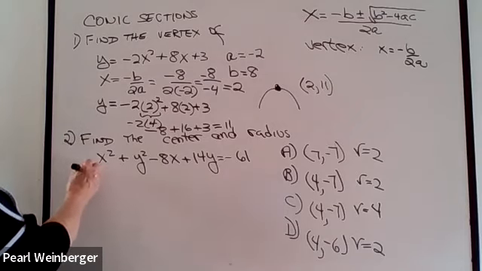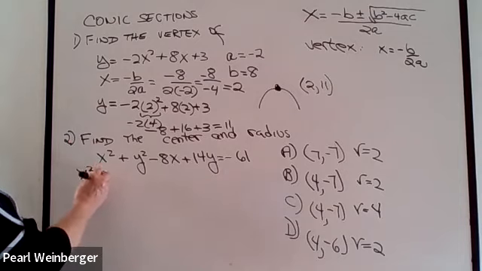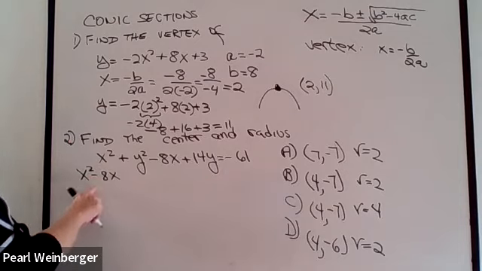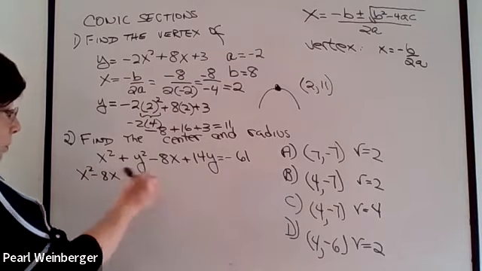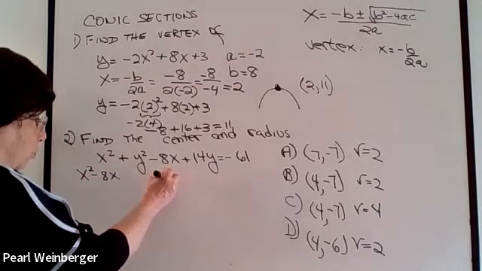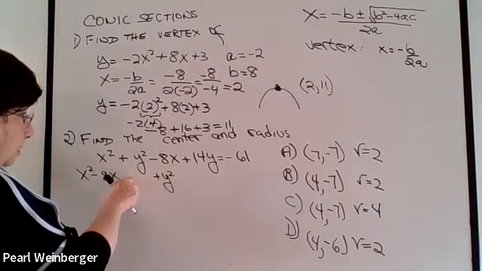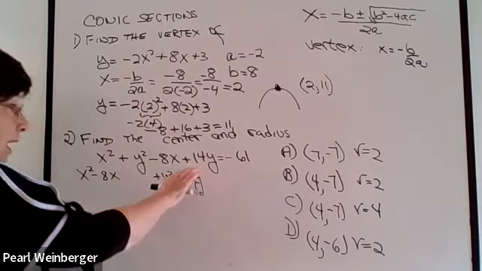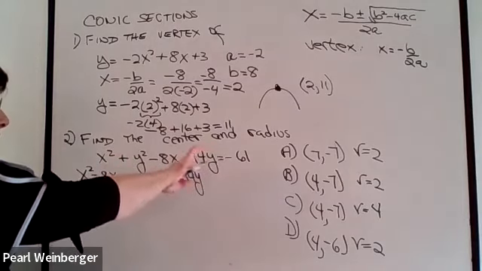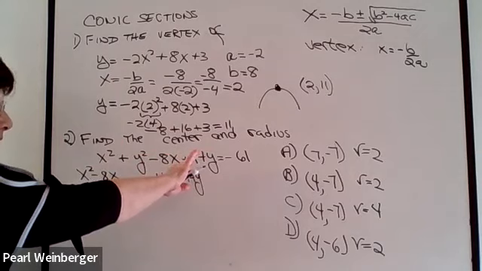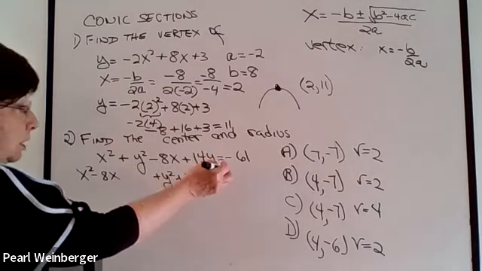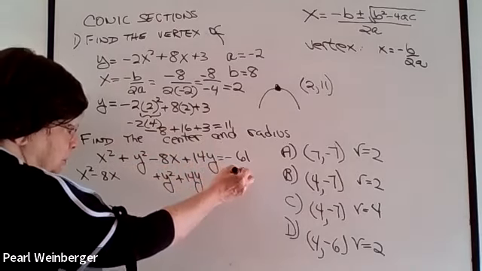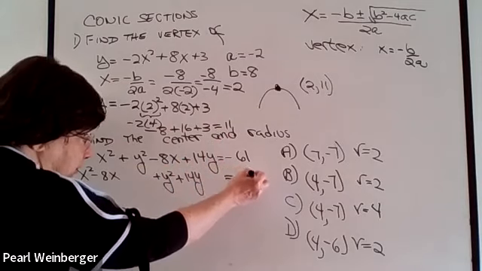We take all the x terms and put them together. So that would be the x squared and the negative 8x, and we leave a space. We then put all the y terms together, which would be the y squared and the 14y. And if there's anything else on the left side of the equation, we have to bring it to the other side, but we don't, so we just leave it equals negative 61.